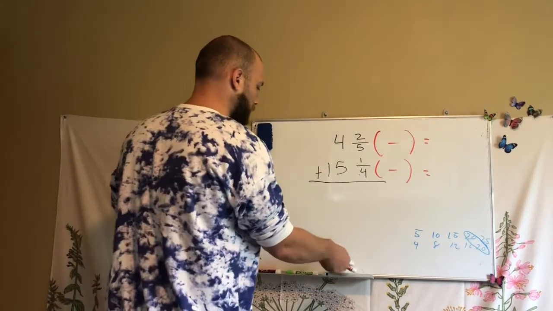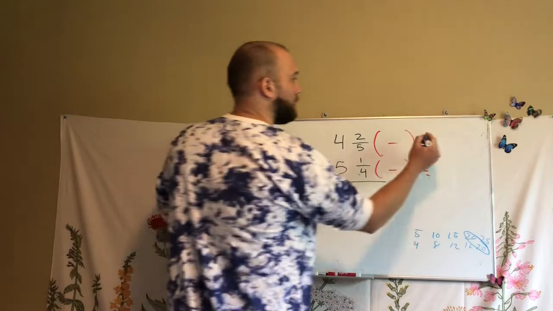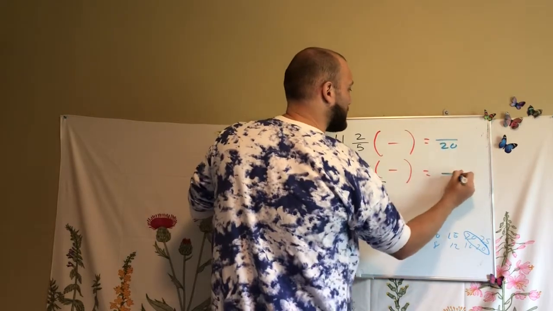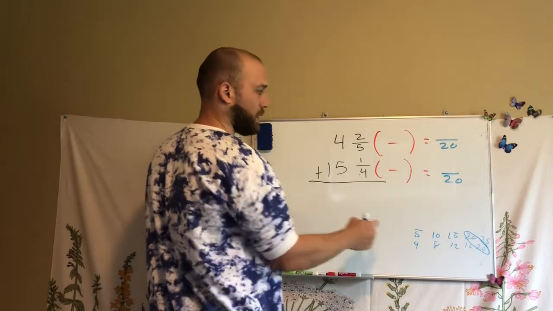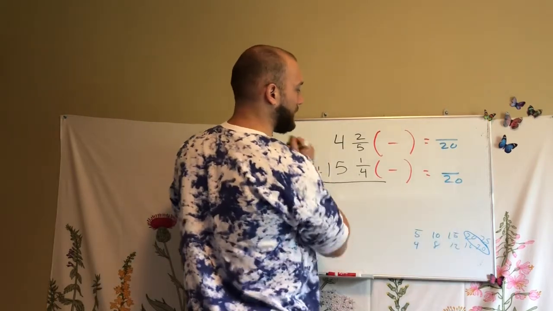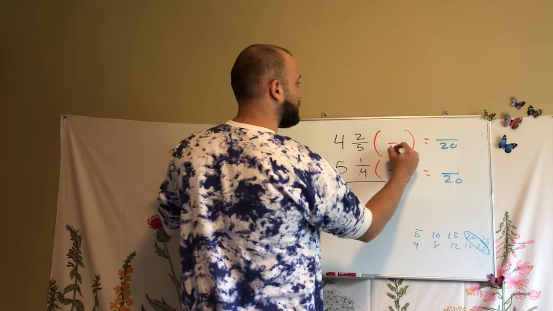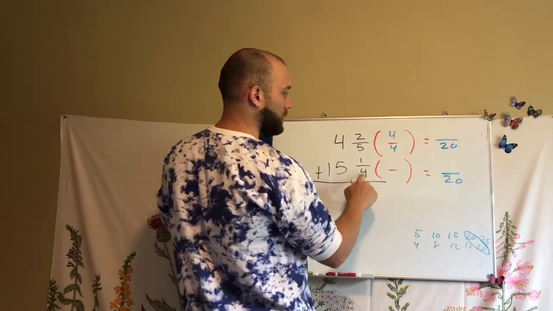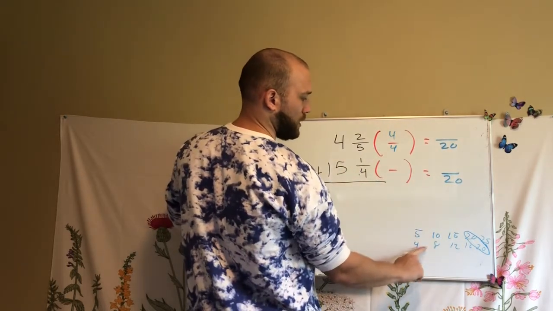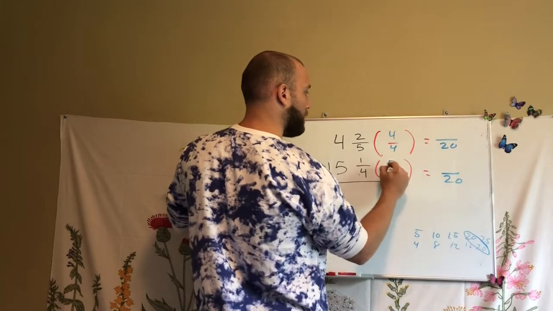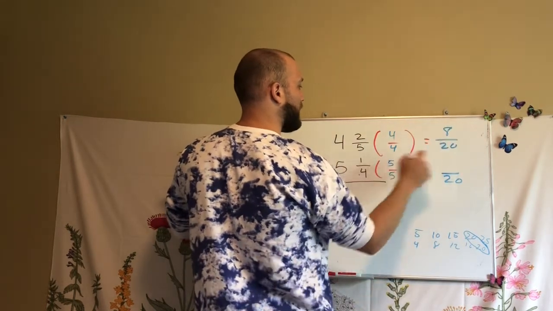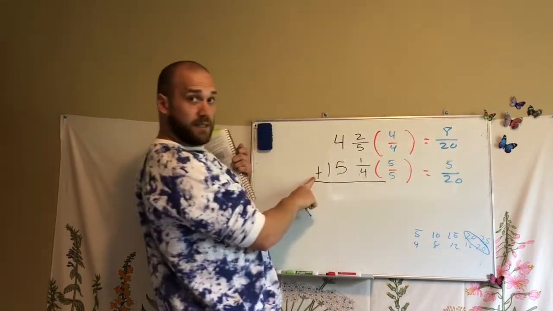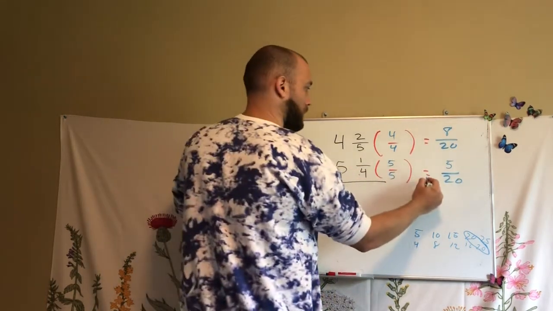So, we know both are going to have 20 as a denominator. Let's check our work. 1, 2, 3, 4 spaces there. So we know 5 times, this is going to be 4 over 4. 4 times what equals 20? 1, 2, 3, 4, 5. 5 over 5. What's 2 times 4? 8. 1 times 5? 5. What kind of equation is this? Addition. Add them together.